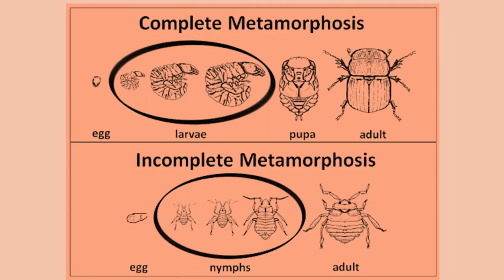As you're seeing on the screen here, this slide shows on the top complete metamorphosis versus incomplete metamorphosis. You can see in complete metamorphosis, the insect goes through an egg, larva, pupa, and adult stage, whereas in incomplete metamorphosis, the insect only goes through the egg, nymph, and adult stage.